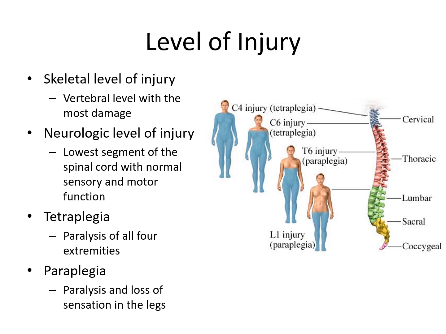Paraplegia refers to paralysis and loss of sensation in the legs and can occur in spinal cord injury below the level of T2.